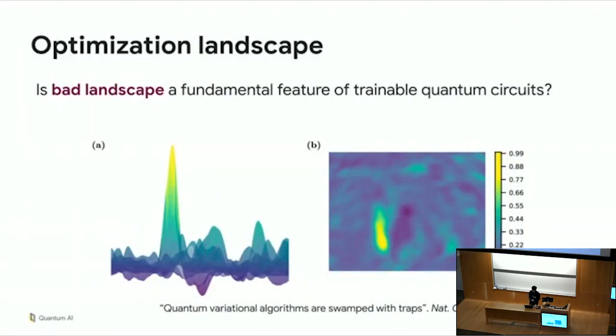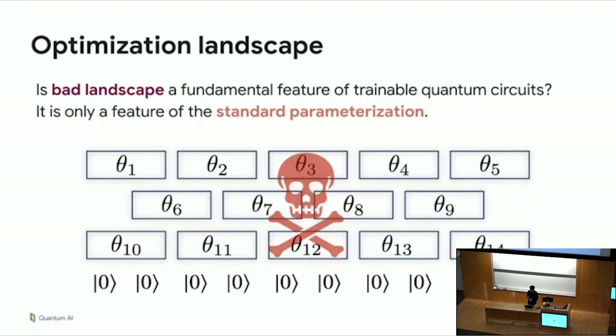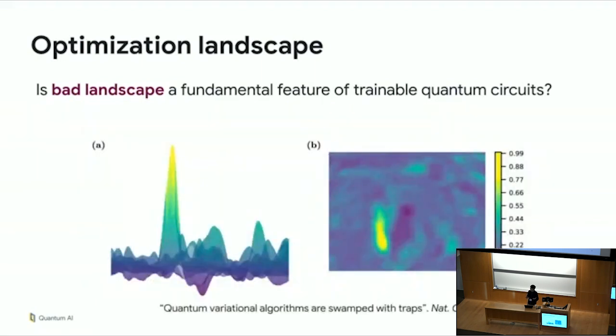And let us revisit this challenge regarding bad optimization landscape. One can ask the following question. Is bad landscape a fundamental feature of a trainable quantum circuit? It seems to be. There's barren plateau when the circuit is deep, and when it's shallow, there's bad optimization landscape, like tons of traps. And indeed, this is the case. This is a fundamental feature for the standard parameterization of quantum circuits. That's what this previous paper essentially proved.